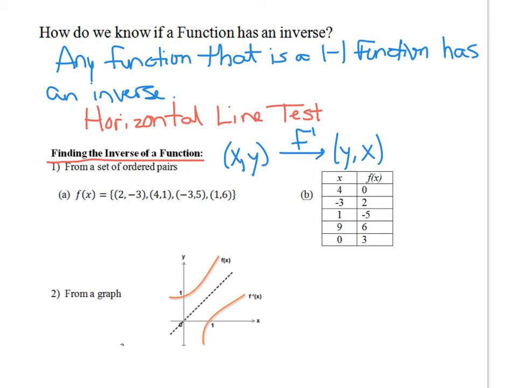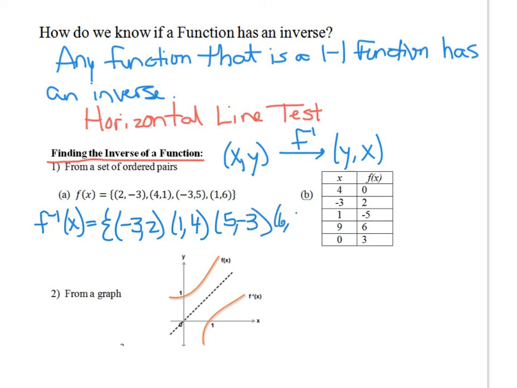So, in our first example, we'll see that we are starting from a set of ordered pairs. Now, our set of ordered pairs can either be a list of ordered pairs in a set, or it can be a list of ordered pairs given to us in a table of values. So regardless of which way we are given a set of ordered pairs, we can find the inverse by reversing the x and the y. So we would write this example this way. f inverse of x is the new set, and we're just going to reverse the x and the y coordinates: (-3, 2), (1, 4), (5, -3), and (6, 1). That would be our inverse set.